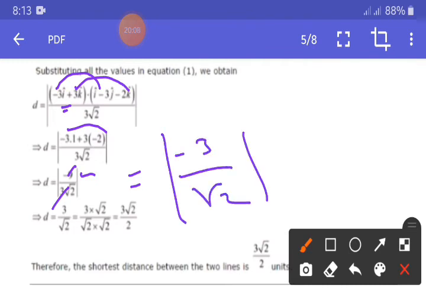Taking the modulus, plus 3 by square root of 2. Now multiply and divide by square root of 2. Then 3 square root of 2 by square root of 2 into square root of 2 gives 3 root 2 by 2. Therefore the shortest distance between the two lines is 3 square root of 2 by 2 units.